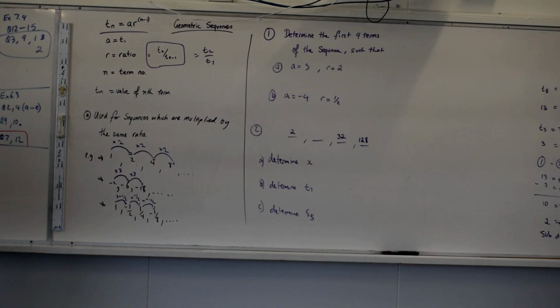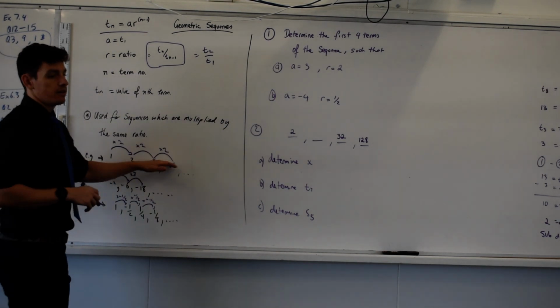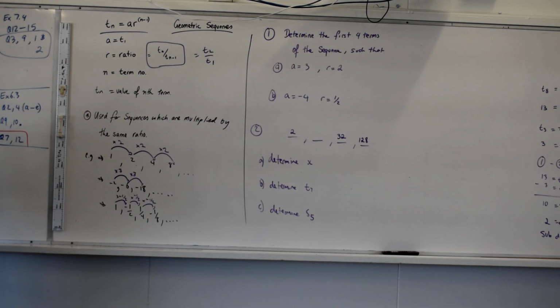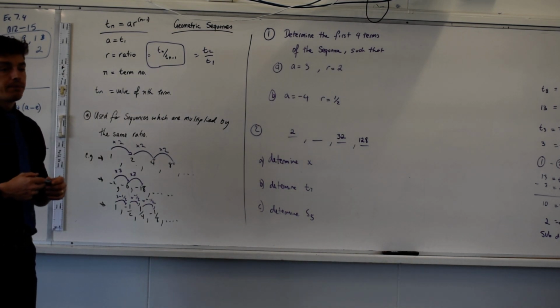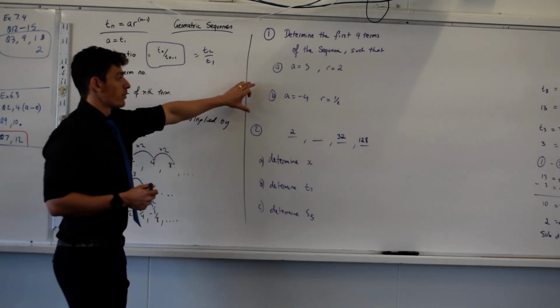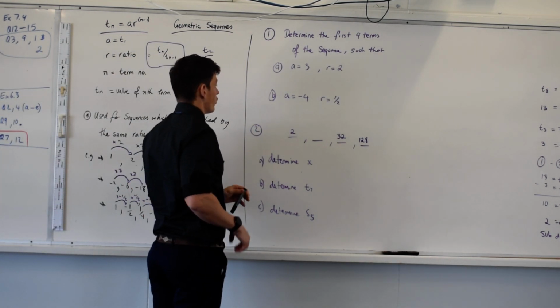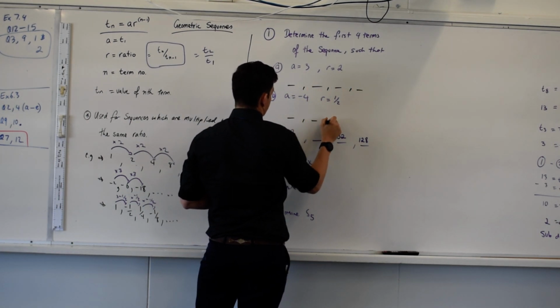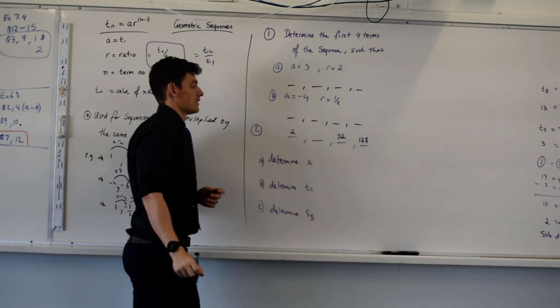Now, you can tell that these can get bigger or they can get smaller, depending on whether the ratio is greater than or less than what number. If the ratio is less than 1, it will get smaller. If the ratio is larger than 1, it will get bigger. So can we please go through and complete the first 4 terms of these sequences? That shouldn't take too long. I'm going to guess it'll take you 10 seconds to do that.